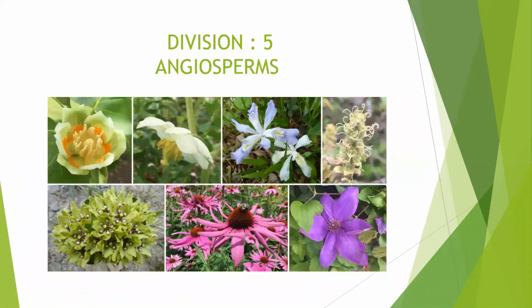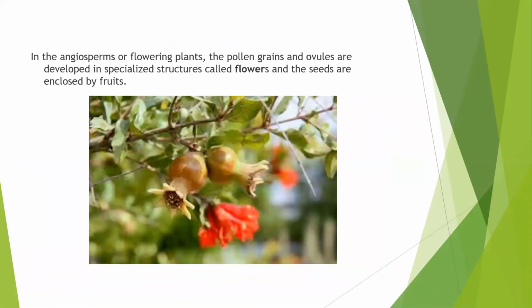Division, angiosperms. Now, angiosperms are those plants which bear flowers, and they bear seeds which are present inside the fruit. The seeds are covered with the fruit. They are the flower bearing plants. They come under division angiosperms.